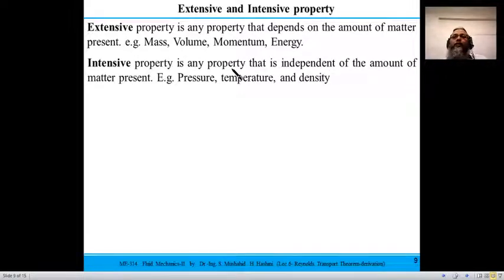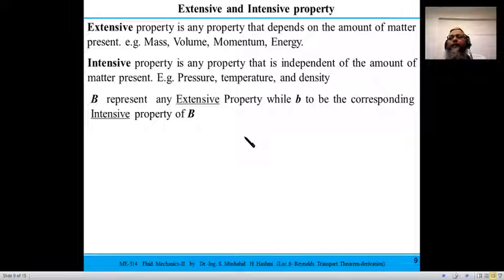In contrast, properties which don't depend on the quantity of matter that is present, just like density. Whether it's a half kg piece of gold or a 2 kg piece of gold, density remains the same. So density would be called an intensive property, which doesn't depend on the mass of the system. The same is true with pressure and temperature.